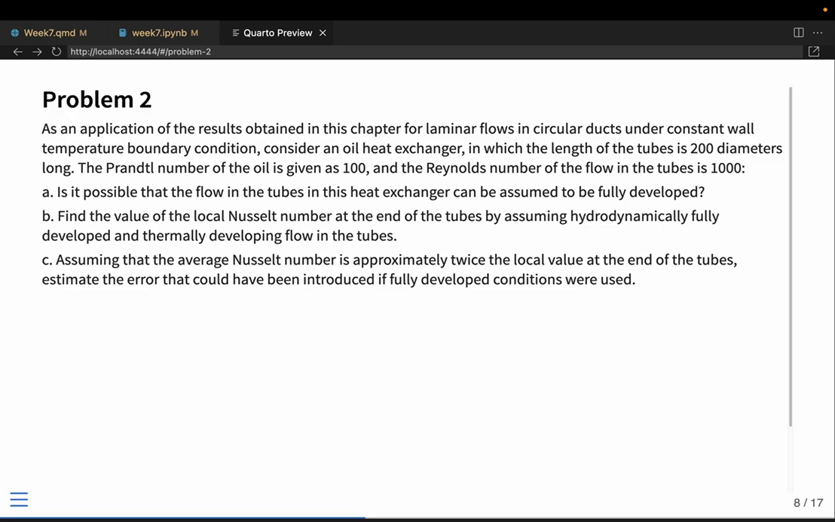You can try to solve the problem. You have a laminar flow in a circular duct where length is given as 200 times the diameter of the pipe. Prandtl number is 100 and Reynolds number is 1000. First we have to identify whether this is a fully developed or a developing flow. Then determine the Nusselt number at the end of the pipe, assuming that it is fully developed and assuming it is thermally developing, and see how much error you would get if you make the assumption wrong.